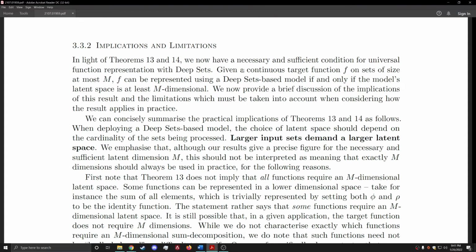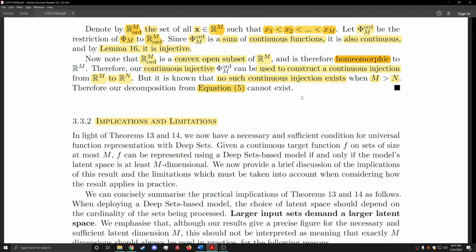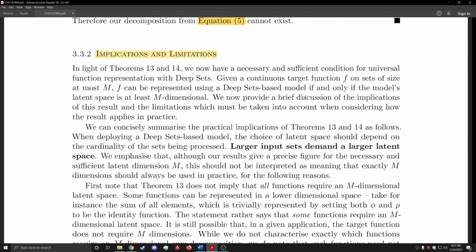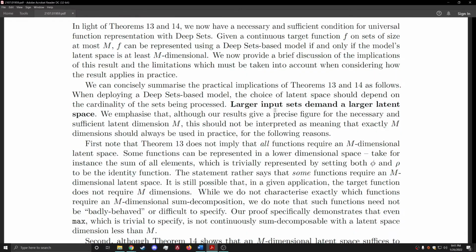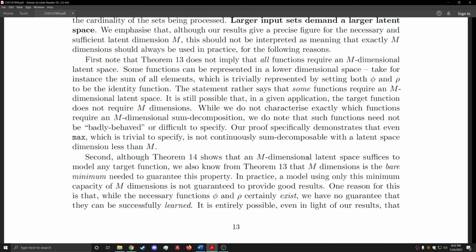Otherwise, it just can't exist. So, implications and limitations: it talks about how you don't need m, but you only need dimensionality m if you want the guarantee. There's going to be a lot of functions out there where you only need a latent space of dimensionality 1. And you just have to find out, kind of by trial and error, what your problem needs. The guarantee does not mean that that's just the situation that you should plug in. That only guarantees that it exists in some way. And that doesn't even mean you're going to find it, because it exists doesn't mean you're guaranteed to find it.